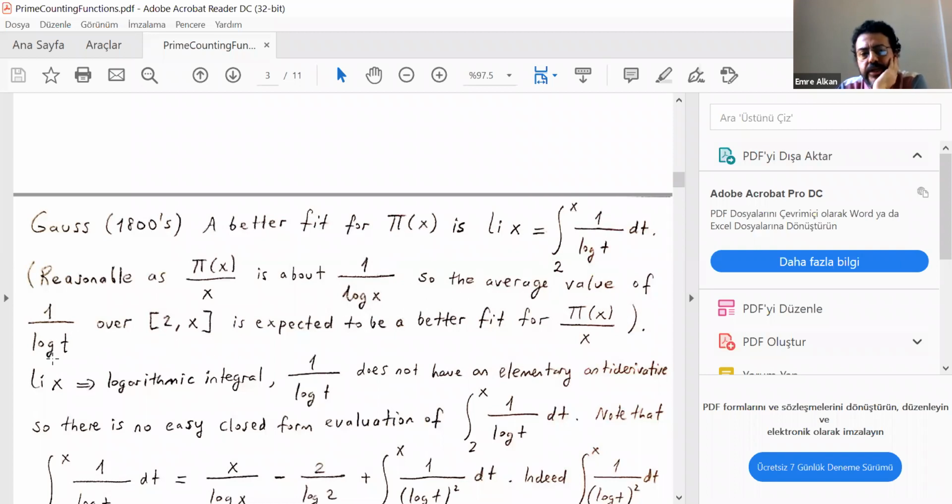So the average value, if you think of the calculus type average value of 1 over logarithm of t on this interval, is just this integral, but you have to divide it by x, 1 over x. Well, you can say the length is not x, but just forget about it. I mean, think of x minus 2 as x. So then this is expected to be a better fit for pi x over x, but then you can clear the x's, okay? So you can multiply both sides.